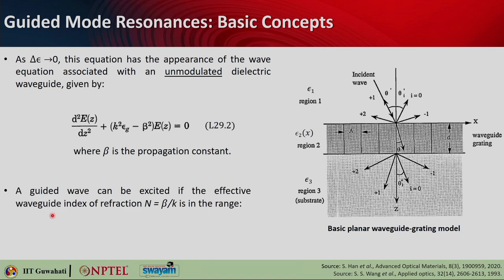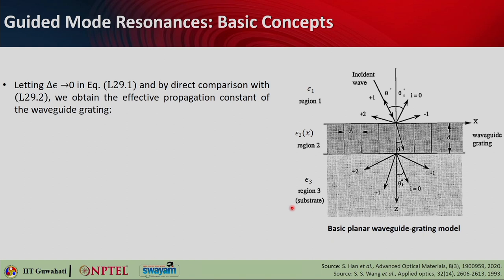Now a guided wave can be excited if the effective waveguide index of refraction n, given by beta by k, is in this range. The modulus of n should be lower than the square root of epsilon g, but it has to be greater than or equal to the maximum of the refractive indices of this or this, whichever is maximum. This is how you can ensure that the mode will be propagating, guided. This is a very common requirement that comes from waveguides, which you can study in any other course.